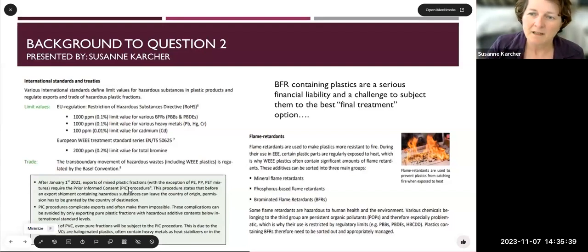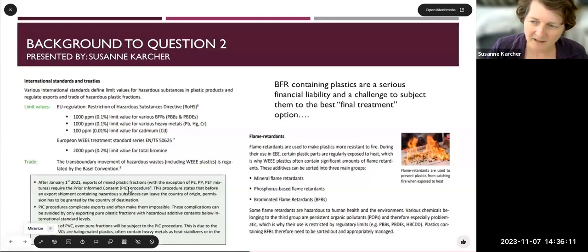Okay. So if you have the BFRs, on the other hand, we know they are a serious financial liability and a huge challenge to find the best financial treatment. And a serious financial liability means to ask the question, who will pay that bill, right? And Aisha will later share more about EPR, so I'm not going to cross into her turf. But we need to find out who is actually the original generator of the problem, which is where EPR comes in.